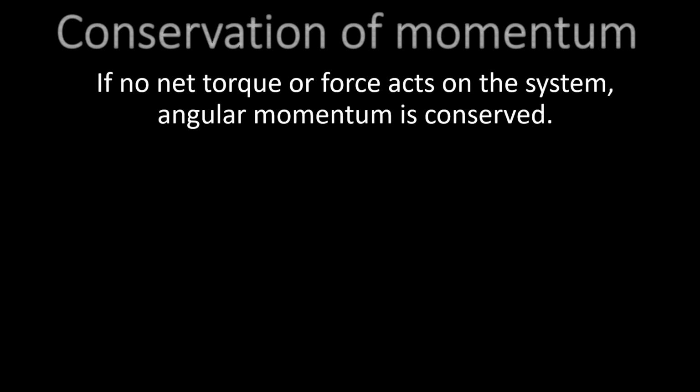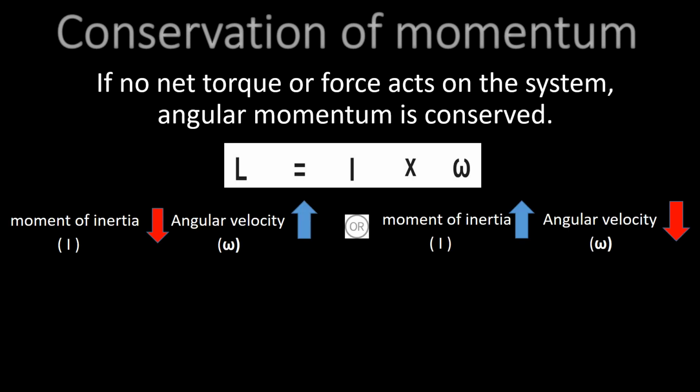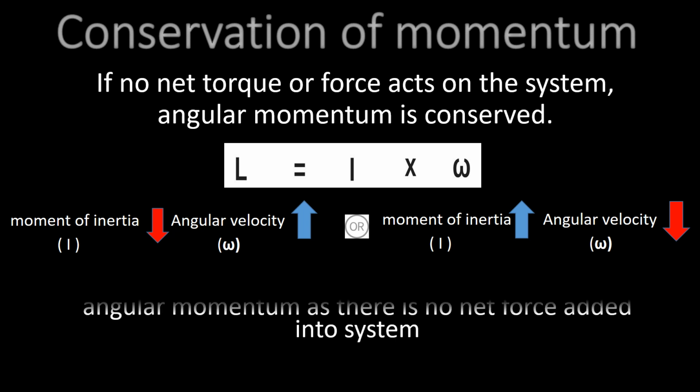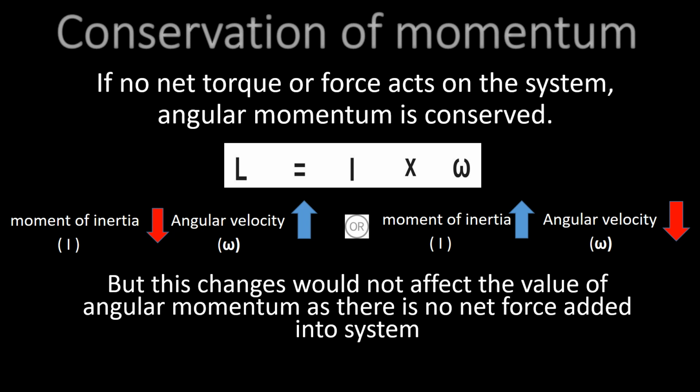Conservation of momentum. If no net torque or force acts on a system, angular momentum is conserved. For example, when the moment of inertia decreases, the angular velocity increases, or when the moment of inertia increases, the angular velocity decreases. But these changes will not affect the value of angular momentum as there is no net force added into the system.